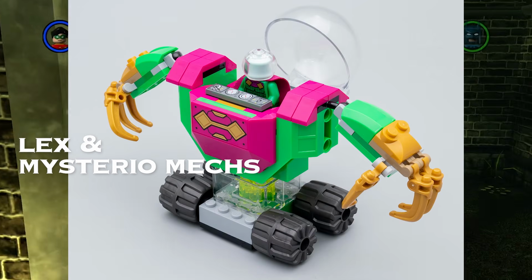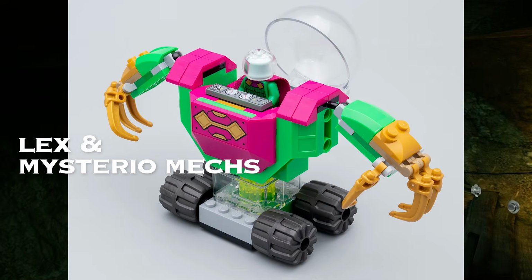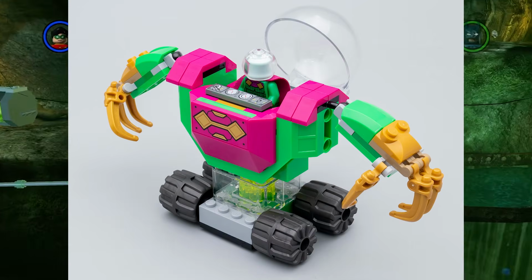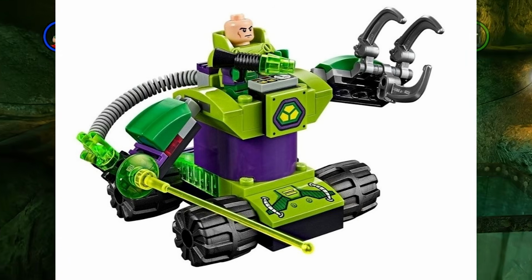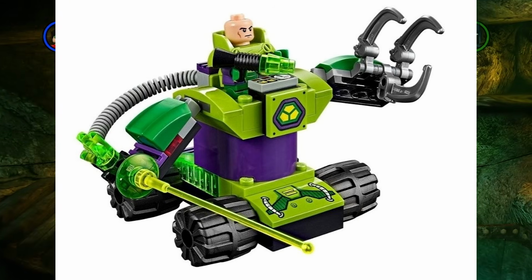Lex and Mysterio mechs. This entry just refers to these weird mechs that both Lex Luthor and Mysterio have in these LEGO Junior sets. They don't really look like mechs as much as they look like these bulky robot suits.